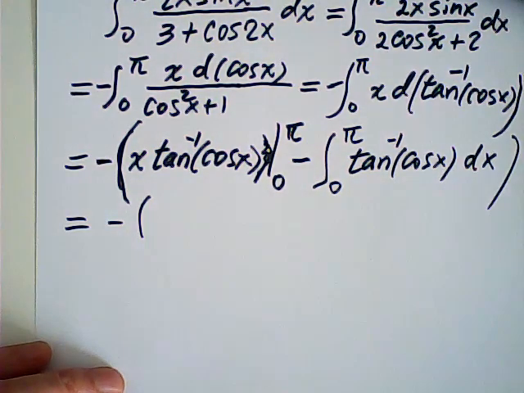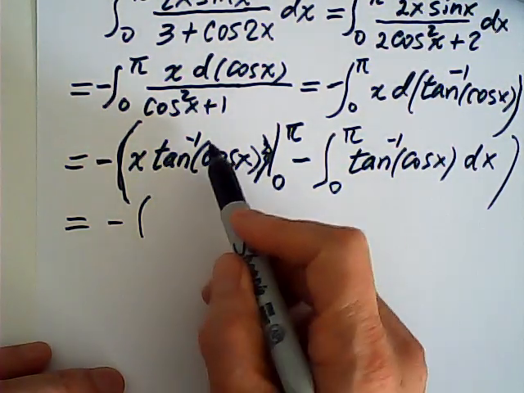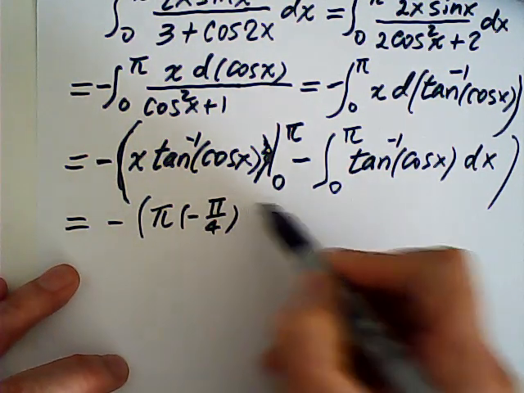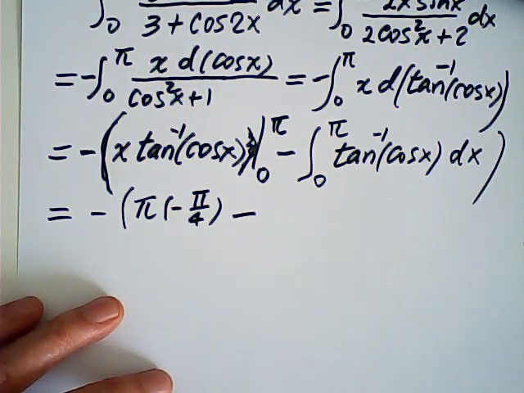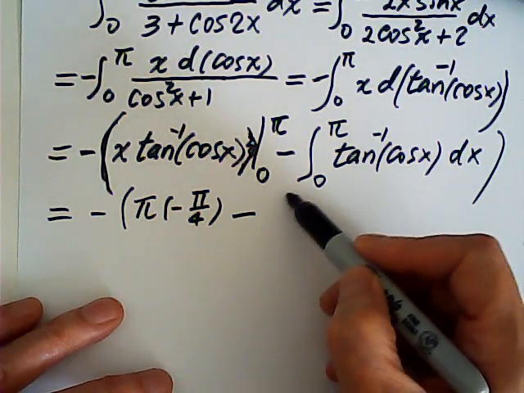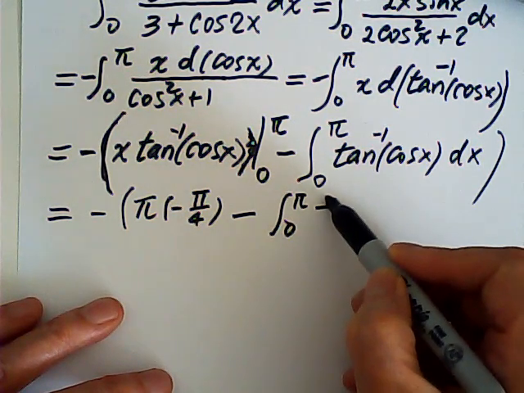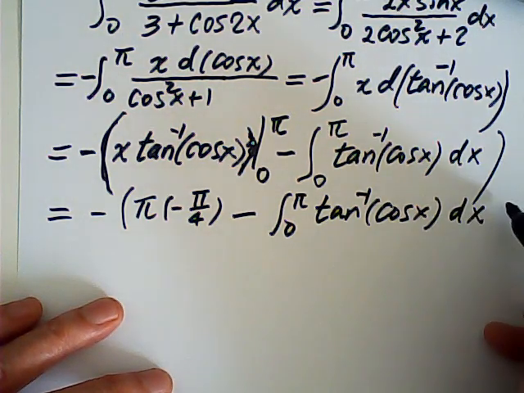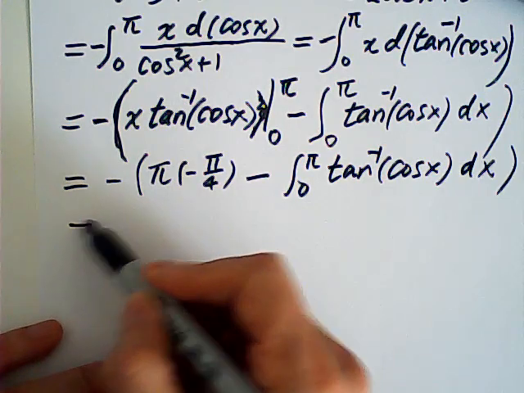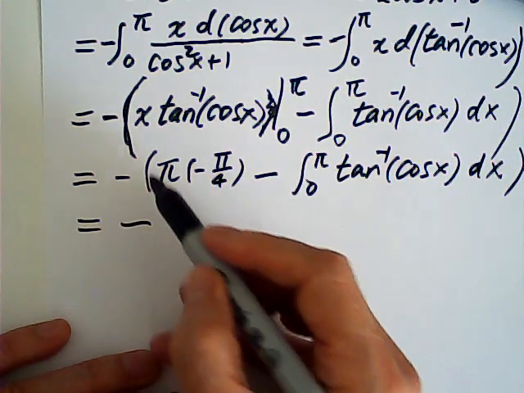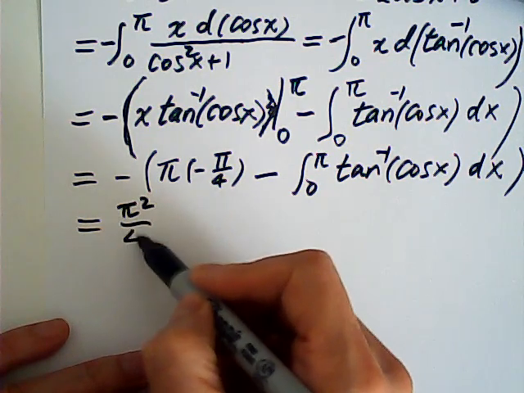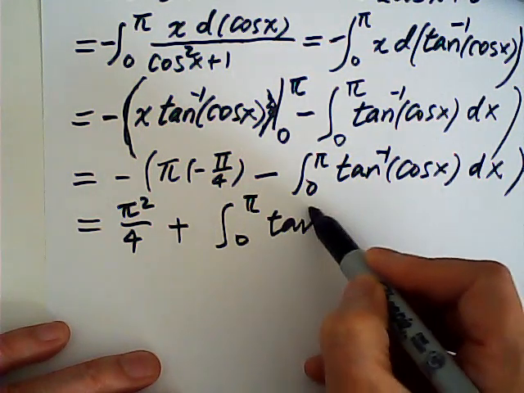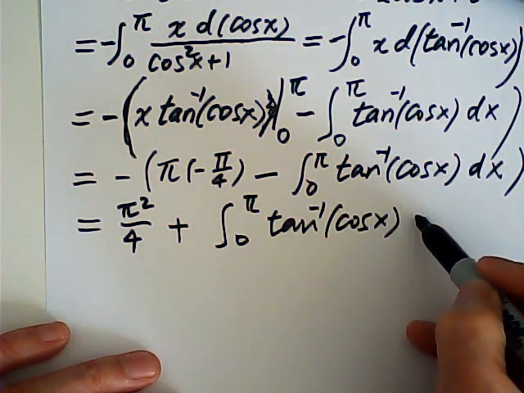Now this is a negative, this is pi, right? Cosine pi is negative 1. Arctangent negative 1 is a quarter pi. So pi times negative quarter pi. Minus this one. I have to do separately. Arctangent cosine x dx. Yeah. So this one is equal to pi square over 4 plus this integral arctangent cosine x dx.